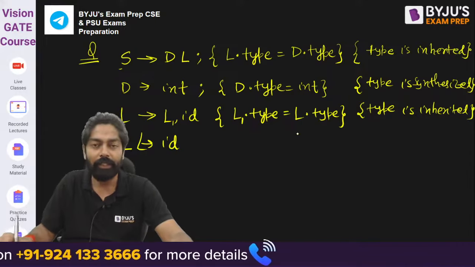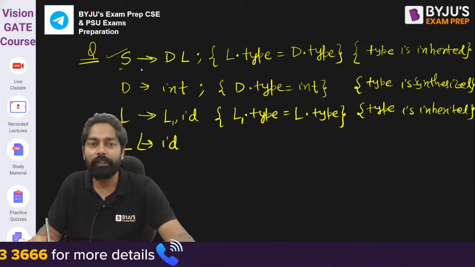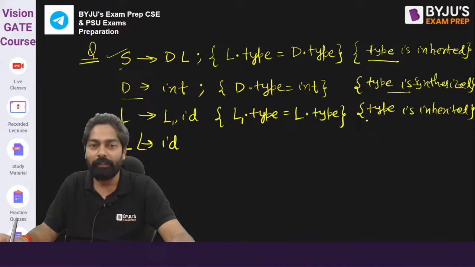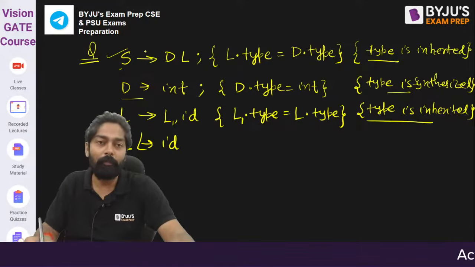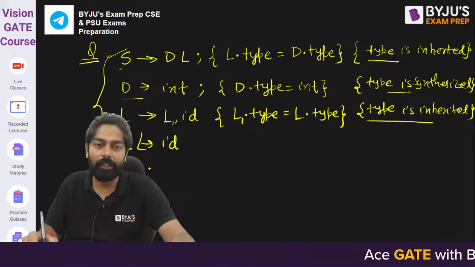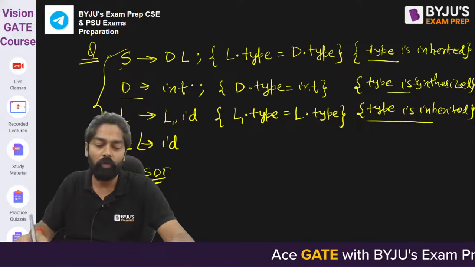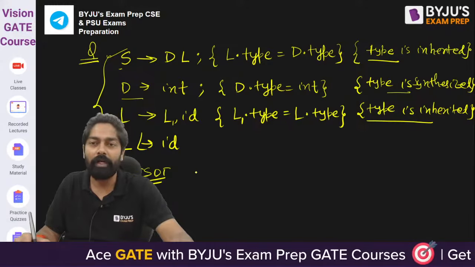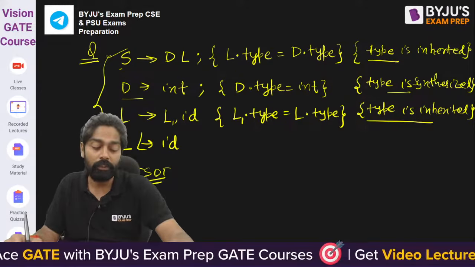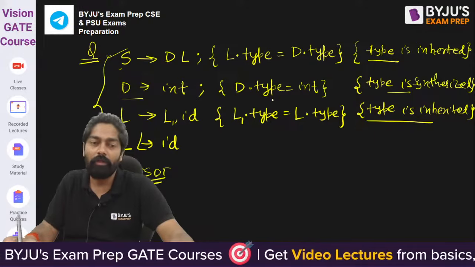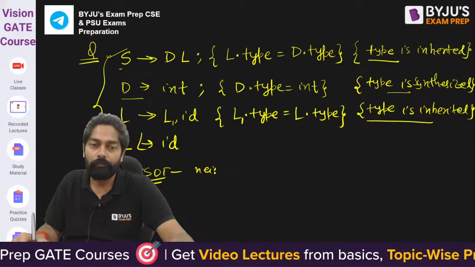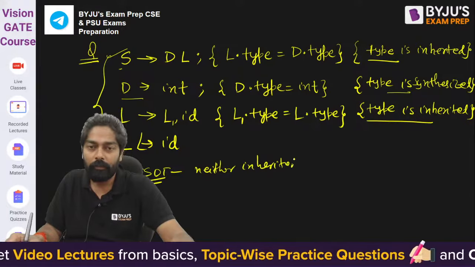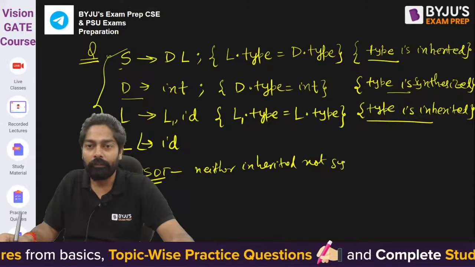So see here, in the first production type is inherited, in the second production type is synthesized, and in the third production type is inherited. So what can you comment about the overall SDT? You comment, my dear friend, that it is neither inherited nor synthesized.